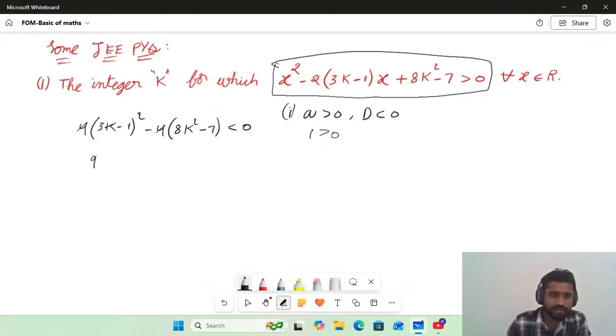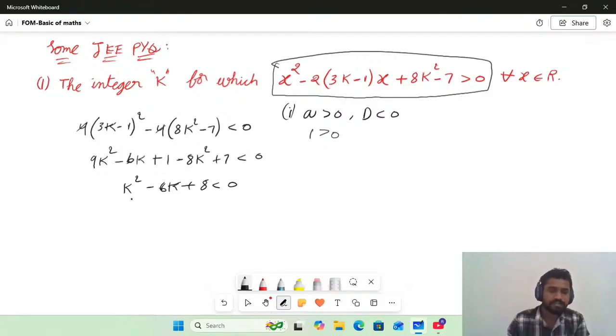What will remain on the left side? Here 9k square minus 6k plus 1 minus 8k square, minus into minus plus 7, is less than 0. So 9k square minus 8k square is k square, minus 6k, 7 plus 1 is 8, less than 0. So k square minus 6k plus 8.